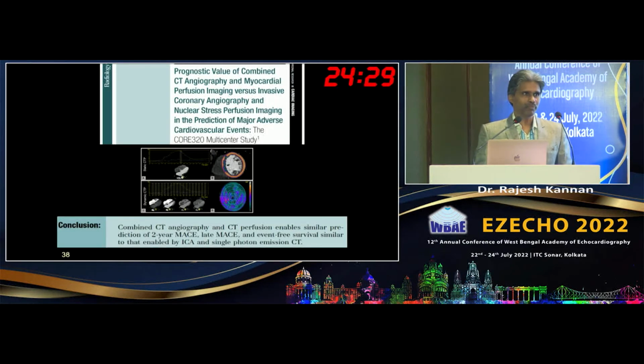We can also do a perfusion study, even though MRI gives a much better resolution. Even using a CT, we can do a CT perfusion scan. We can do the stress perfusion and the rest perfusion.